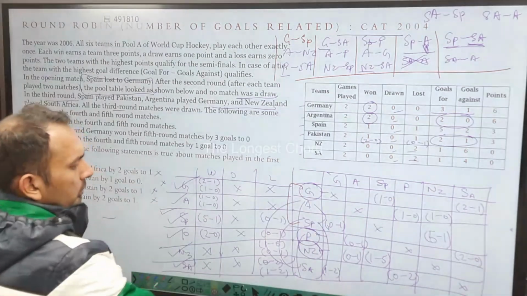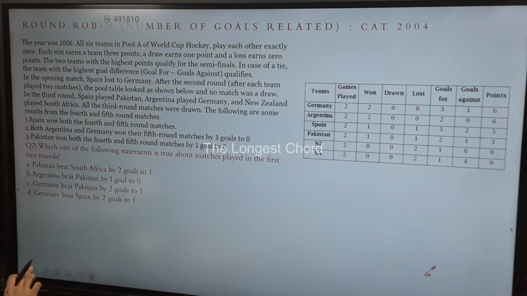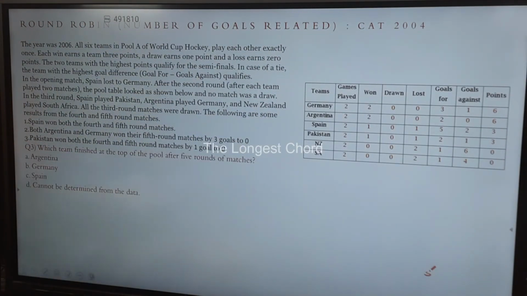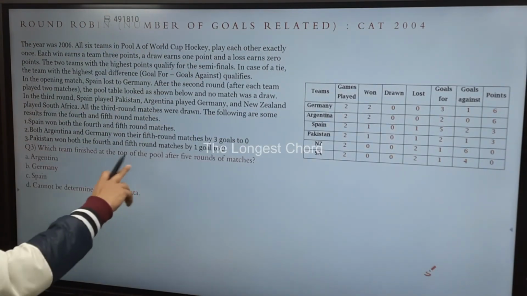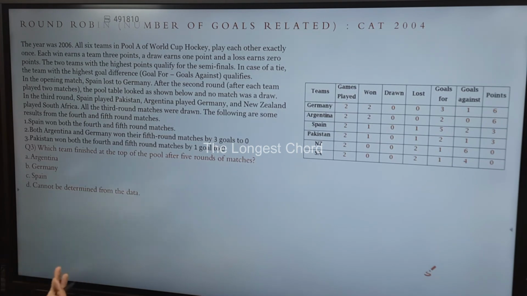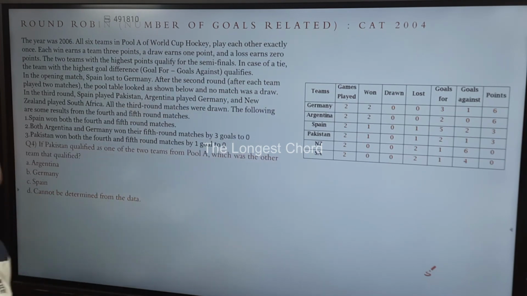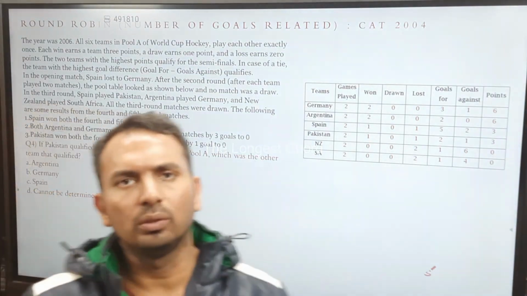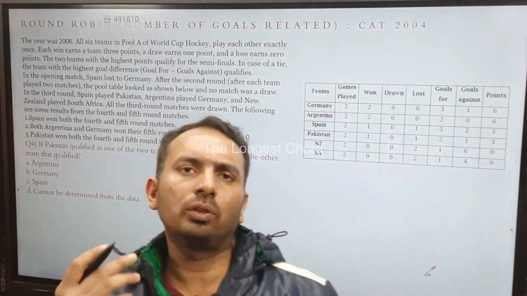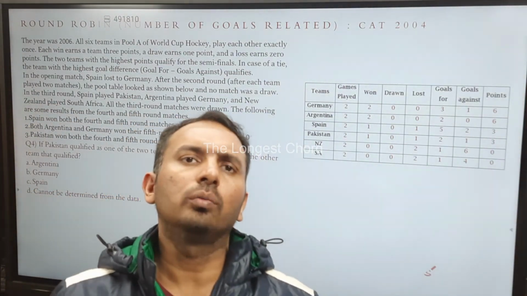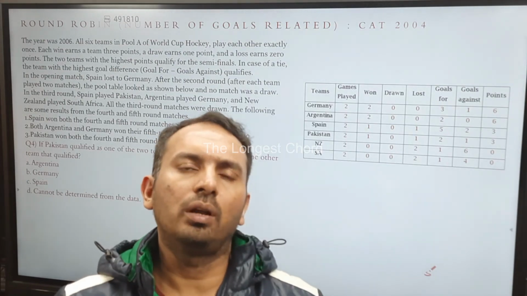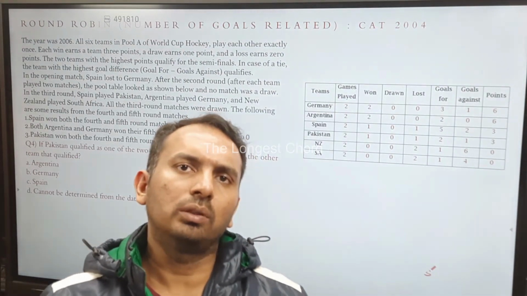Now, which finish in the top of the pool after 5 rounds of matches. So again, we can skip this particular question. And if Pakistan qualified, which of the other team that qualified? So basically, we can just solve the first two questions. So I hope this answered your query, or I hope that you've got to understand now how to solve the question related to goal differences.